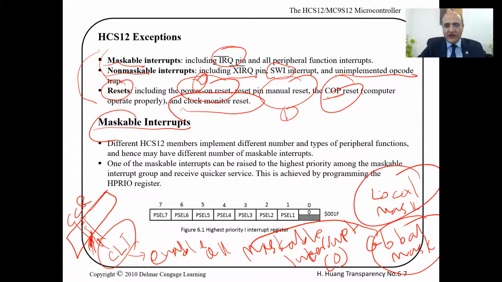What do I mean by local mask? Some interrupts have a local enable or a local disable. In some register, you can enable this interrupt on its own, or disable it on its own, given that the I bit is cleared, meaning the global enable is enabled. Okay.